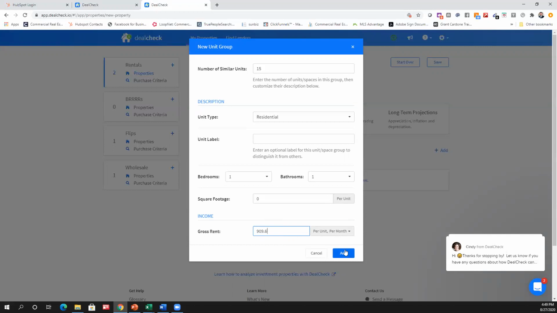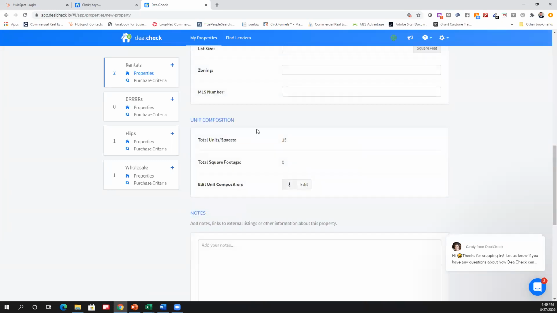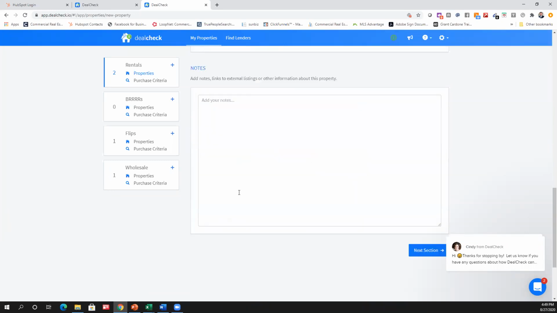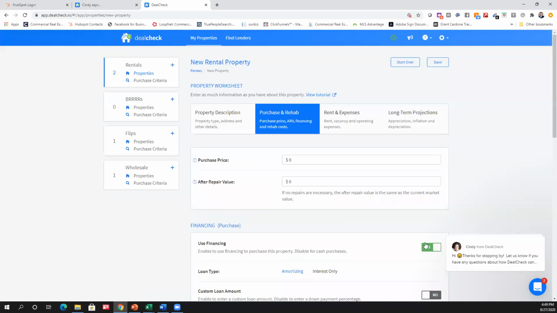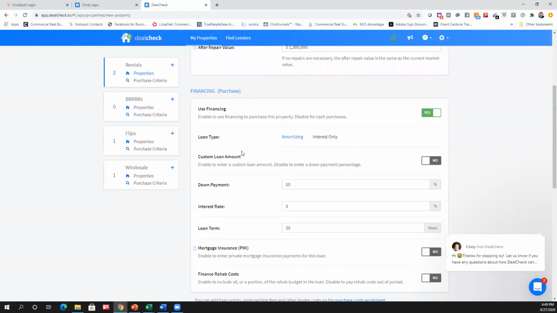I mean, market rents are about 850 to 1,000. So that's going to give you your rent roll, right? And again, you can break this down, make it as fancy as you want. But that's going to give you your gross rental. So the purchase price, in this case, 1.3 is what we are going to take it out at. I mean, that's what we've already kind of went over.